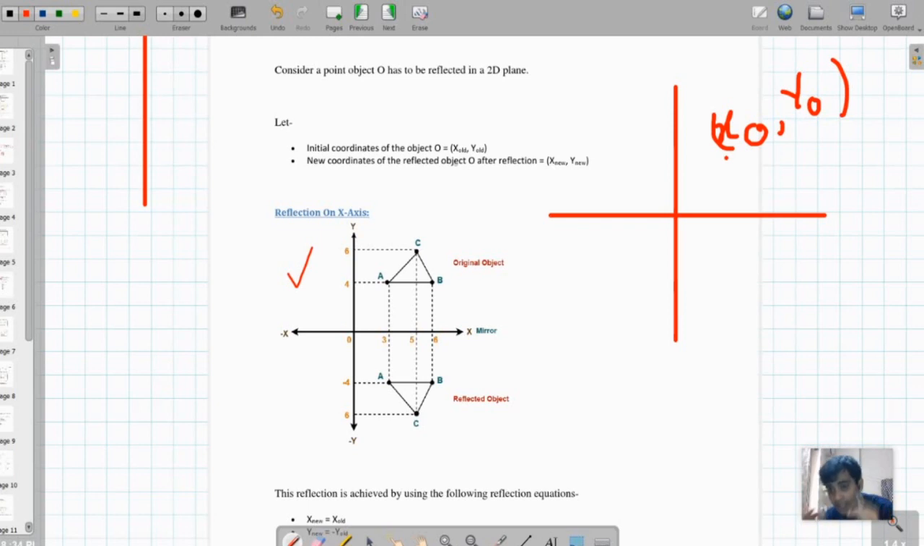Say, for the time being, at first we will reflect this point object x O, y O with respect to the x-axis. So clearly, after reflection, you will get the reflected object somewhere here. This is your x new, y new, right? So can you express x new and y new in terms of x old and y old? Give it a thought, pause for a while, and write down the answer in the chat box.